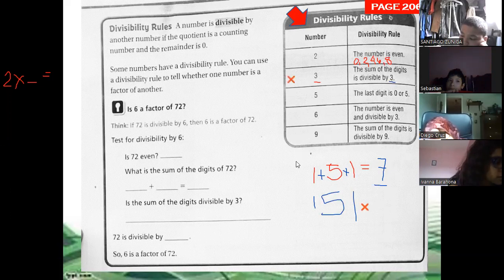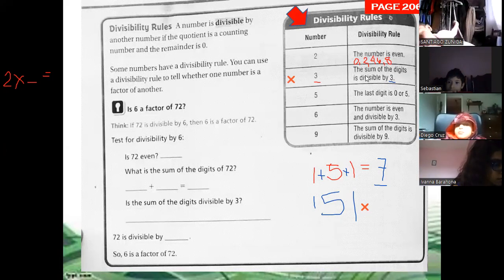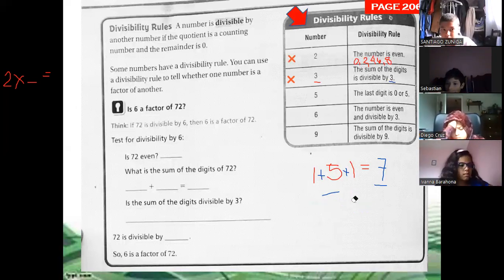What about 151, is it divisible by 2? Yes? But it says that a number is divisible by 2 if it is an even number. Even numbers are the ones that finish in 0, 2, 4, 6, and 8. And 151 finishes in what number? In 1, so it's not divisible by 2. Just read that. Read that divisibility rules. It's not difficult.